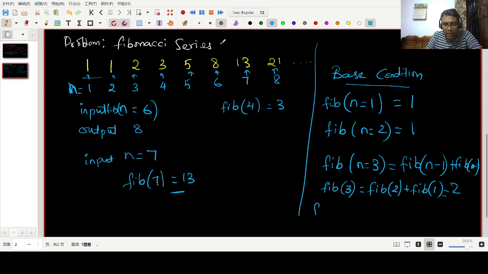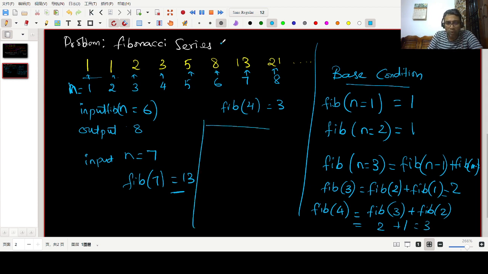Now how to find fib of 4? Whenever it wants to find fib of 4, it is the previous two, that is fib of 3 plus fib of 2. What is fib of 3? It already calls fib of 2 plus fib of 1, which returns 2, plus fib of 2. What is fib of 2? 1. Equal to 3. Let us take one more.